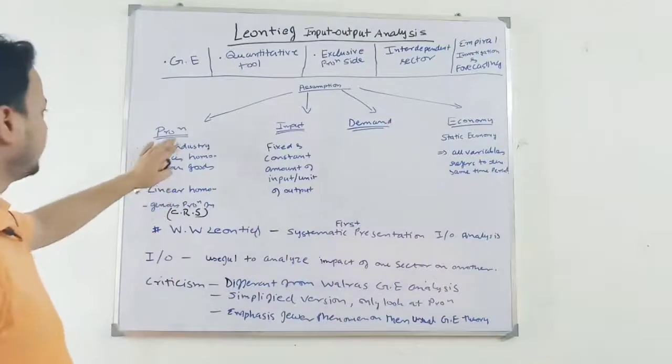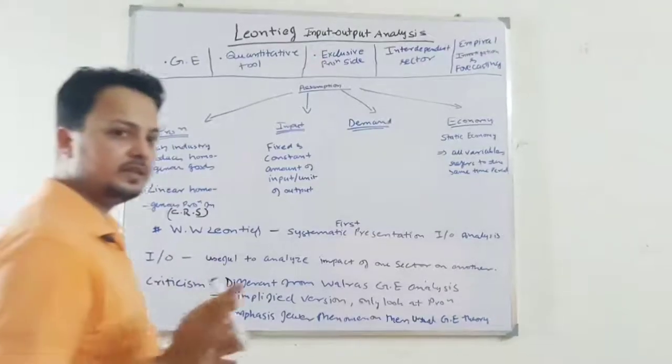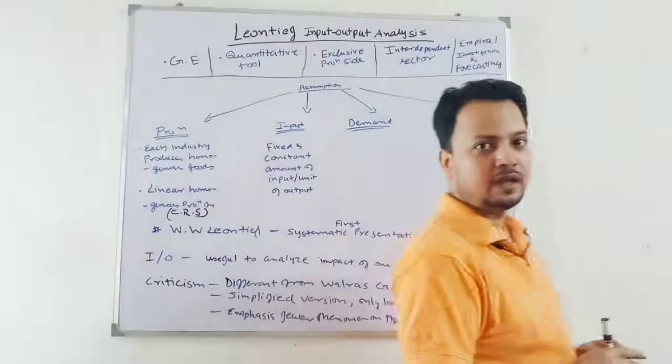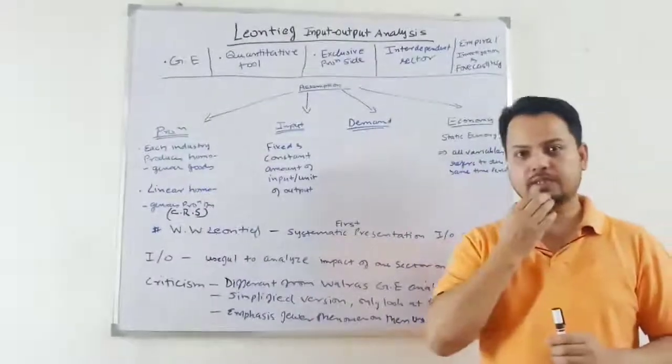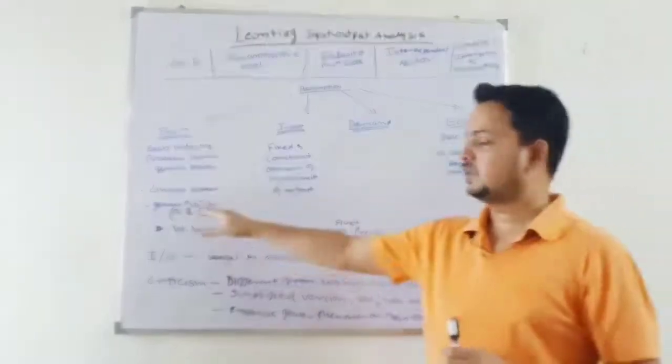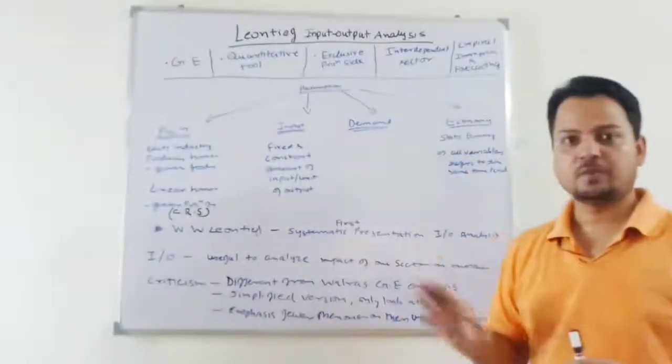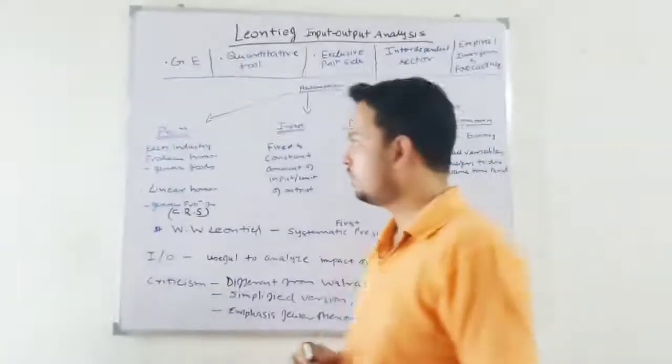Then from the production side, we have made the assumption that each industry is making a homogeneous product and there are constant returns to scale. So the size of the firm does not matter. When we have constant returns to scale, the size of the firm does not matter.